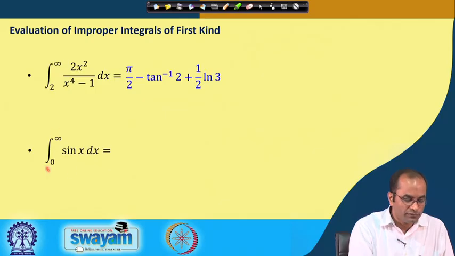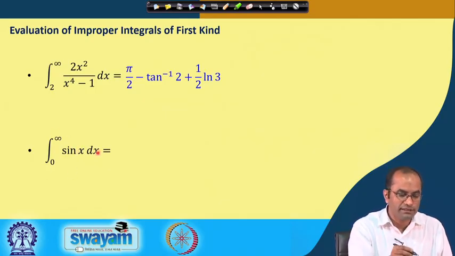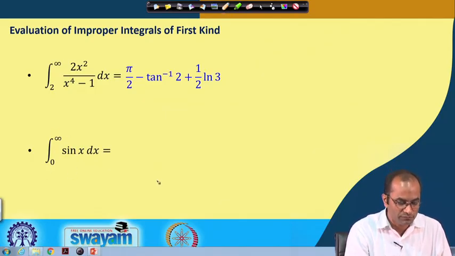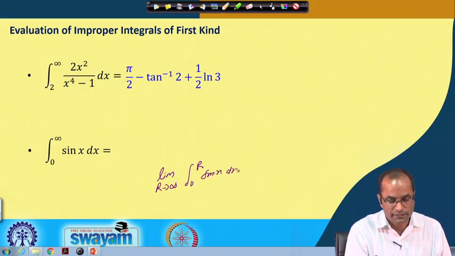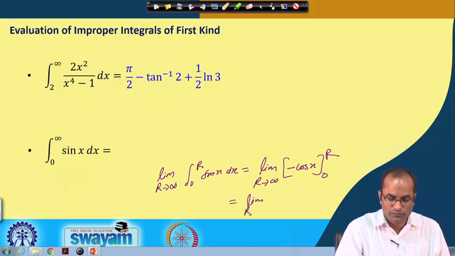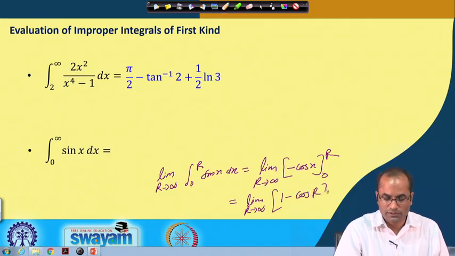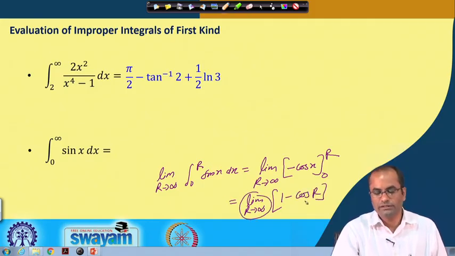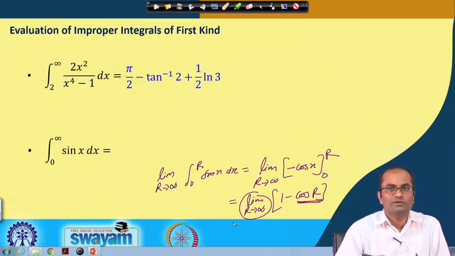The second, for example, we have the integral from 0 to infinity of sin x dx. In this case also we use the same trick. So, we have the limit r to infinity, integral 0 to r of sin x dx. This integral will be, sin x becomes minus cos x, with limit 0 to r. So, this will be the limit r to infinity of 1 minus cos r.